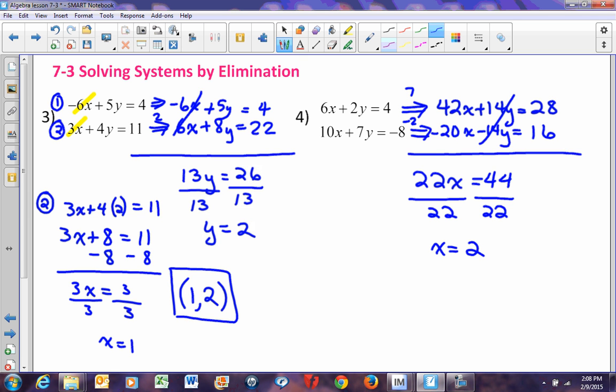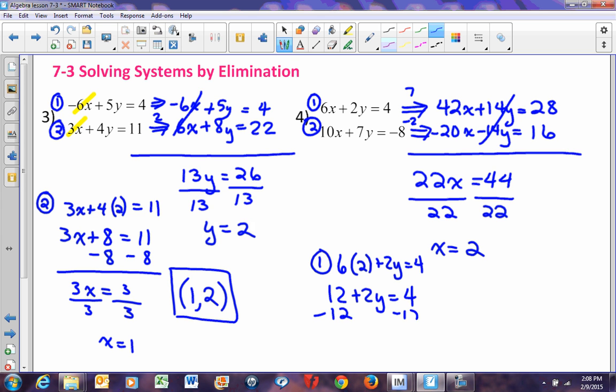Now again, I can plug it back into the first equation or the second equation. I didn't remember them this time, silly me. I'm going to substitute back into the first equation. So we have 6 times 2 plus 2y equals 4. So 12 plus 2y equals 4. Subtract 12. 2y equals negative 8.